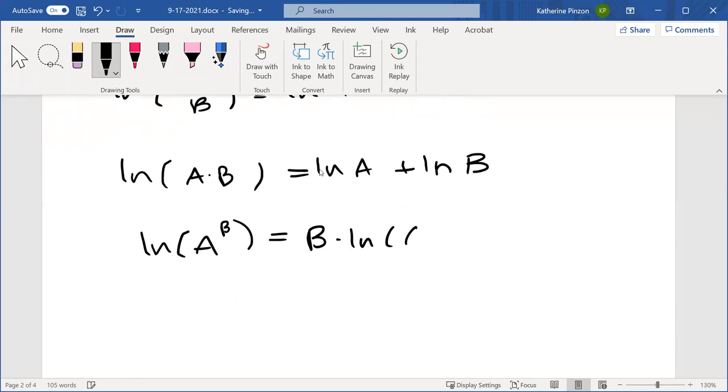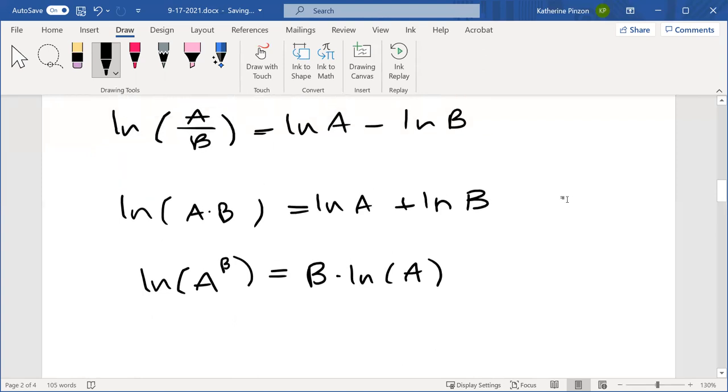Yeah, you can bring that exponent into the front, right? So these are the three rules about natural logs that you used in your previous college algebra and precalculus. If you have two things divided inside the natural log, you can write it as two natural logs with subtraction. If you have two things multiplied, you can write it as two natural logs with addition. And if you have an exponent, you can bring it in front and make it a coefficient.